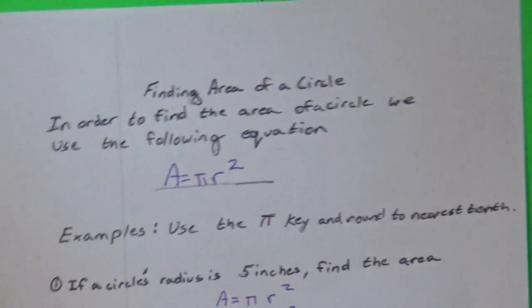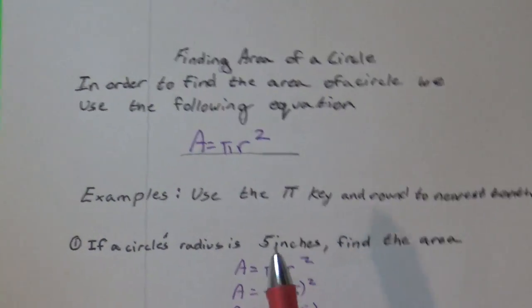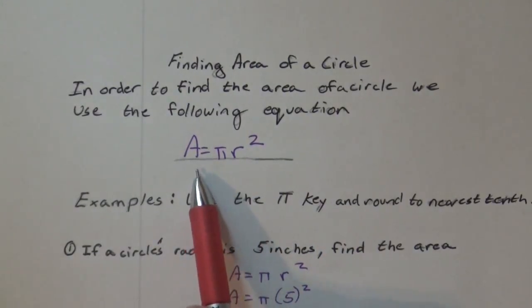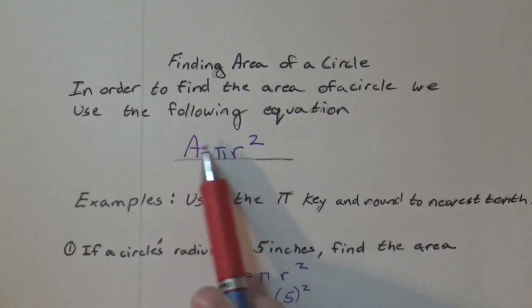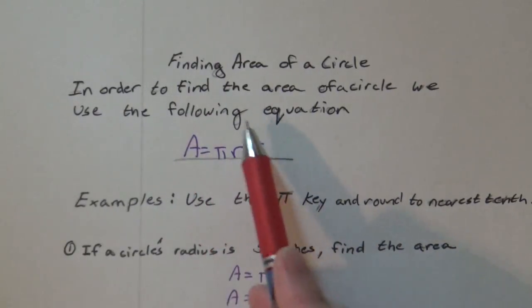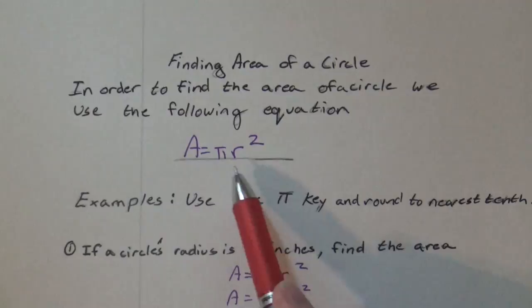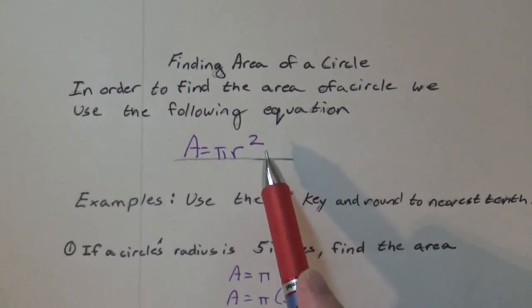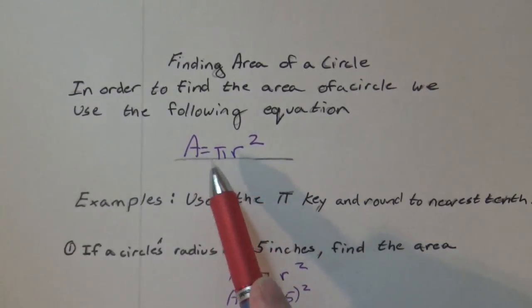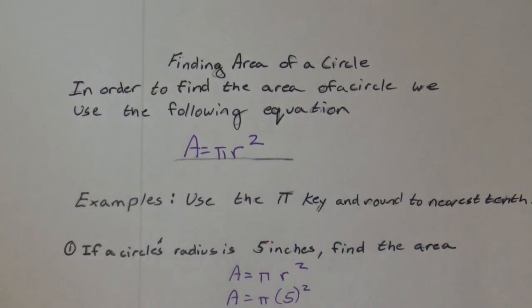Alright, now one of the big things about circles is knowing how to find area. Area is a major equation, because this is another one of those equations. Like I told you in the last video about the Pythagorean theorem, you will see it a lot in your life. This is another one. So area is equal to pi r squared.